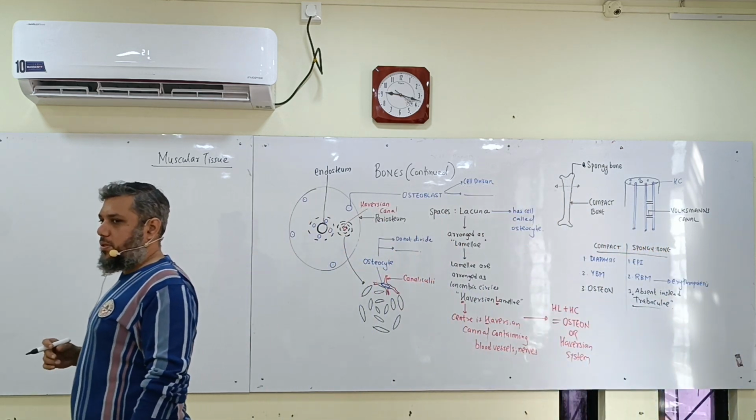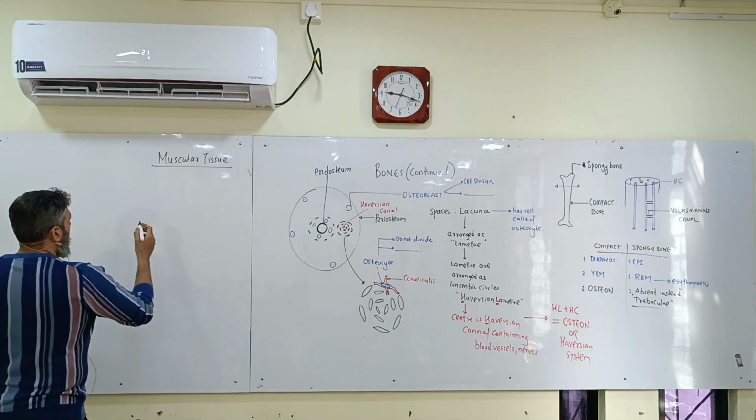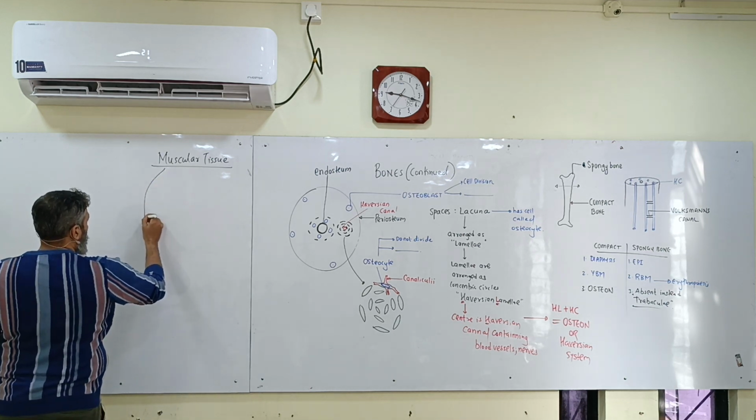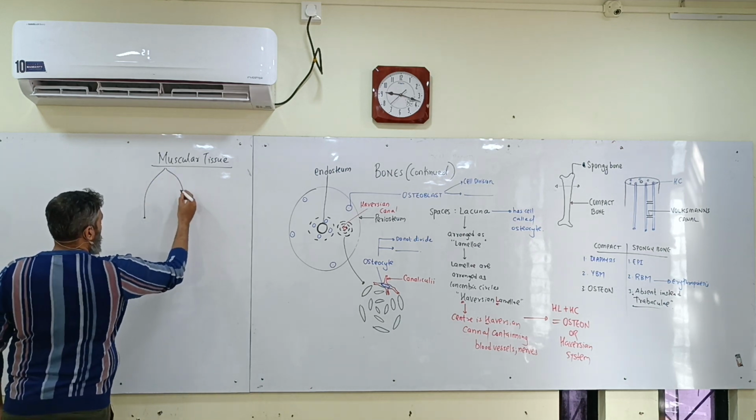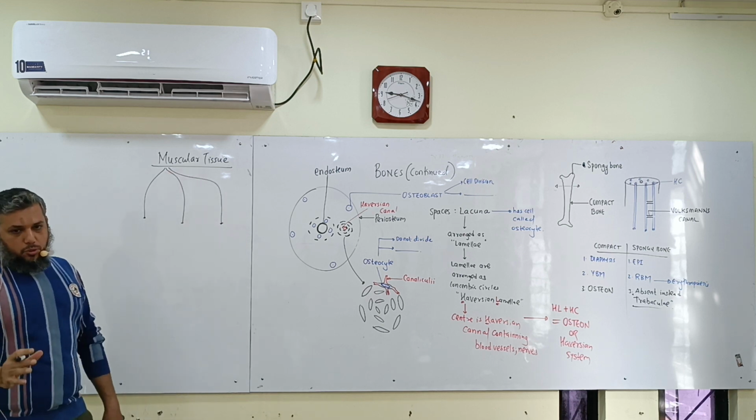What is the job of the muscle, if you ask me? Okay. What is the muscle capable of? It is capable of contractions and relaxation. And who knows what are the three different types of muscles from your school level? Tell.